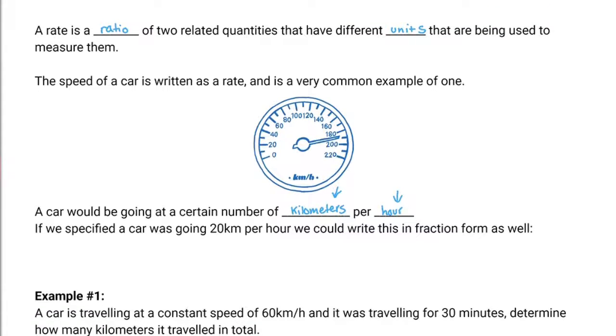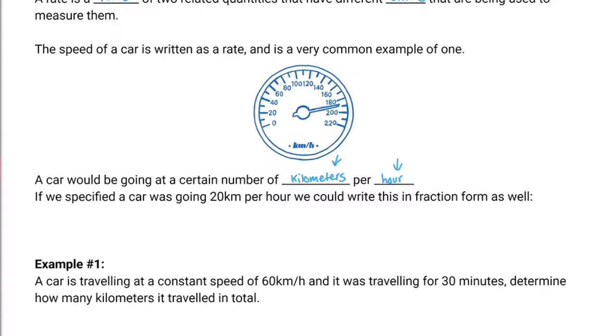So let's say we specified a car was going 20 kilometers per hour. We could write this in fraction form as well. So we would have kilometers over hours, or kilometers per hour. So we could write this as 20 over 1, or simply 20.